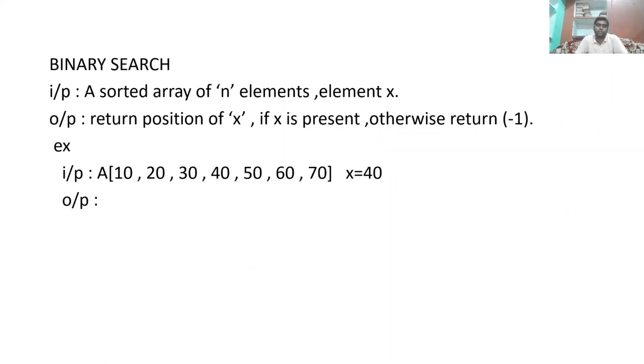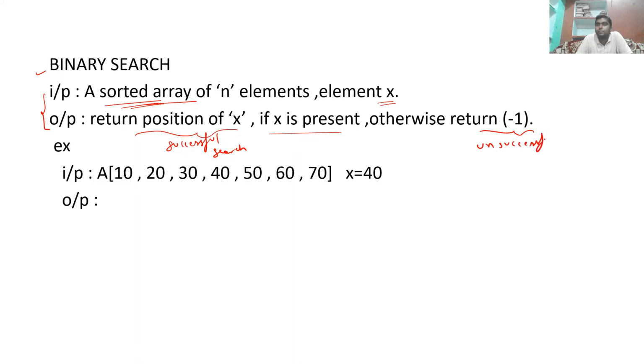Now let us come to the actual concept, binary search. So what is binary search? The input is a sorted array of elements, always a sorted array, and the element x which we need to search. Return the position of x if x is present, which is a successful search, and otherwise return -1, which is the case of an unsuccessful search.